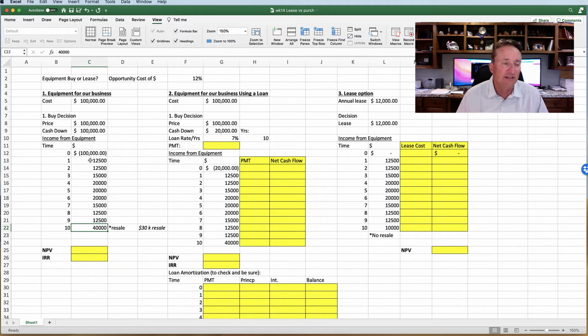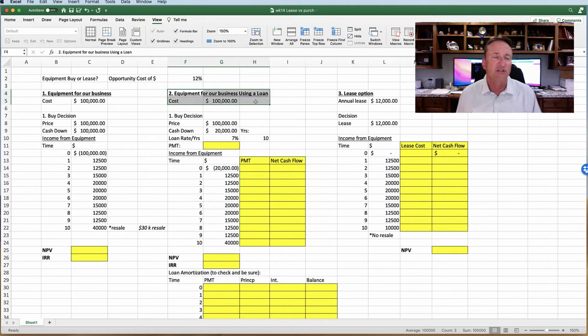And so the question is, is this a good decision? Normal NPV and IRR can tell us. Now, the opportunity cost of our money, we've got at 12%. We could do other things with our money here, but we decided to buy this equipment and have it put to work. All right, the next choice is to buy this equipment, but of course to use some sort of a loan.